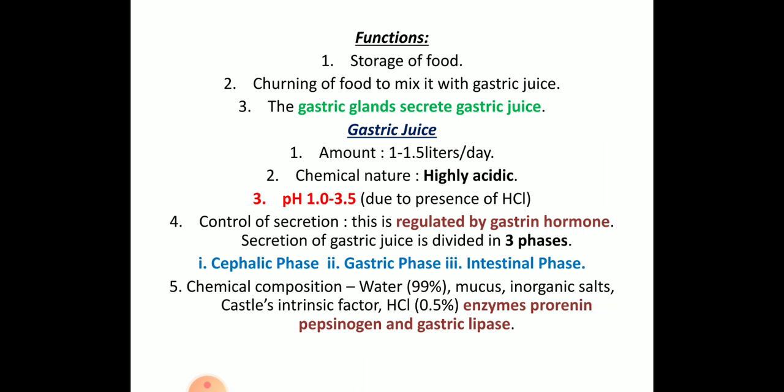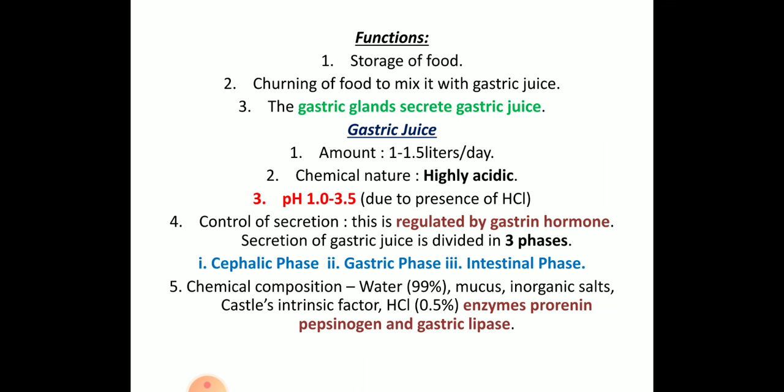Mainly they help in storage of food and churning of food. Gastric glands secrete gastric juice, so we should know about the gastric juice also. It will be secreted around 1 to 1.5 liters per day. Chemical nature: highly acidic, pH is 1.1 to 3.5, because it contains a high amount of HCl, hence it is completely acidic in nature.